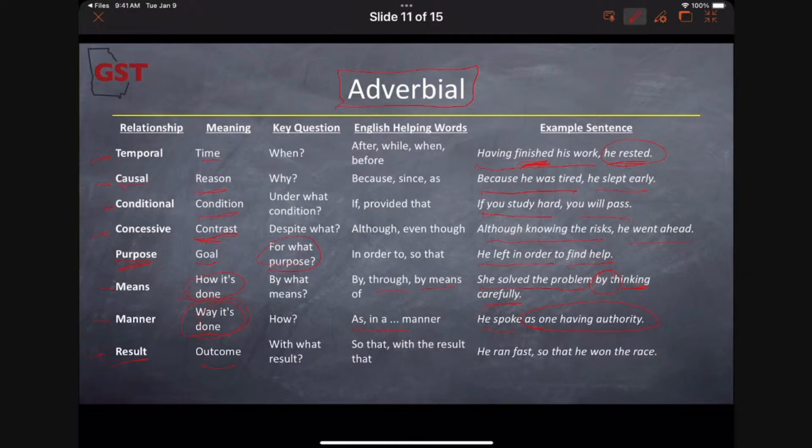All right. Here's the more of the instrument of how, of what by what means it was done, and the result would be more like he ran fast so that he won the race. You're not going to get tested on this. I don't expect you to memorize it. I just expect you to understand the overall concept.